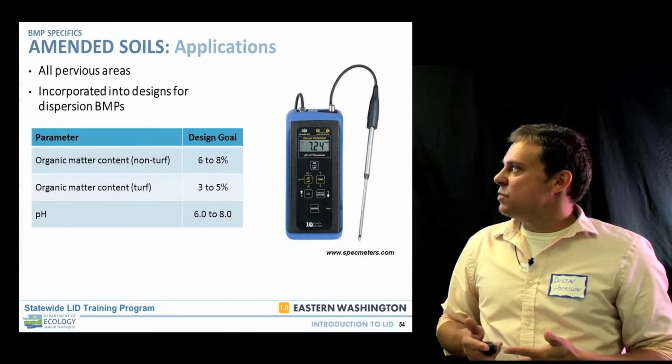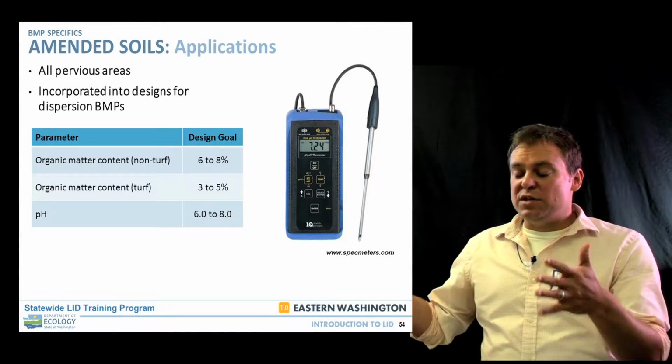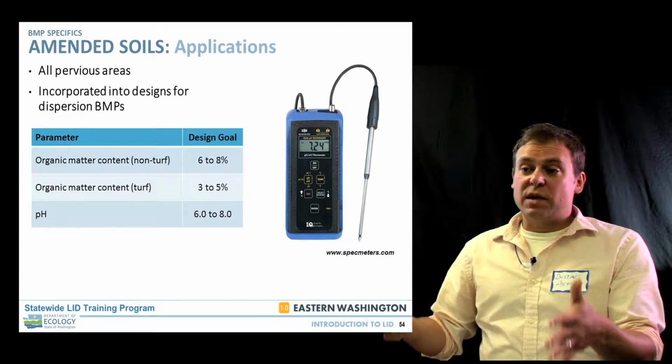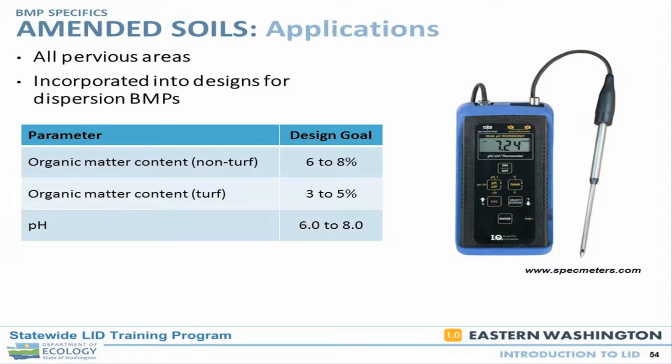Incorporate it into the design of dispersion BMPs, so not only can it be for mitigating the rainfall that falls directly on those pervious landscapes, but if you have room and it's adjacent to an impervious surface, you can direct that impervious surface into that area and get a really cheap BMP out of that, because that will help mitigate the runoff from that impervious surface. In the guidelines, there's some parameters.